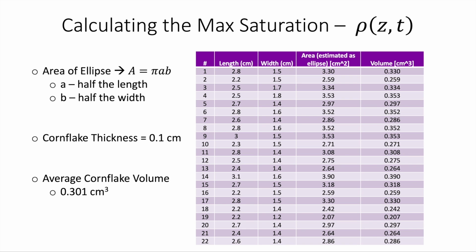I took the area at each one of these. As you see, the area of ellipse formula is there. And then I multiplied times the thickness. The thickness was, for almost all the samples, essentially 0.1 centimeters. So I multiplied that and we get our volume. So now we have down here the average cornflake volume, which comes to be about 0.301 cubic centimeters.